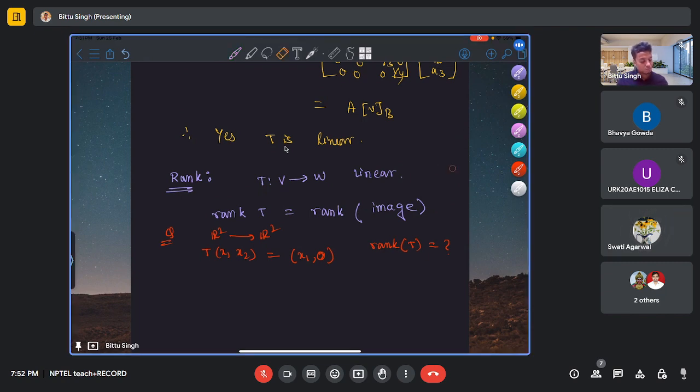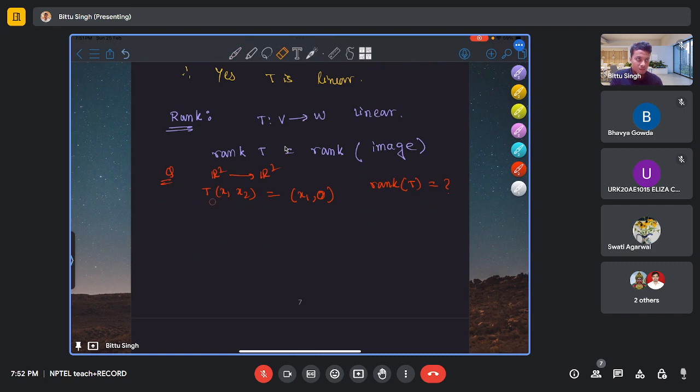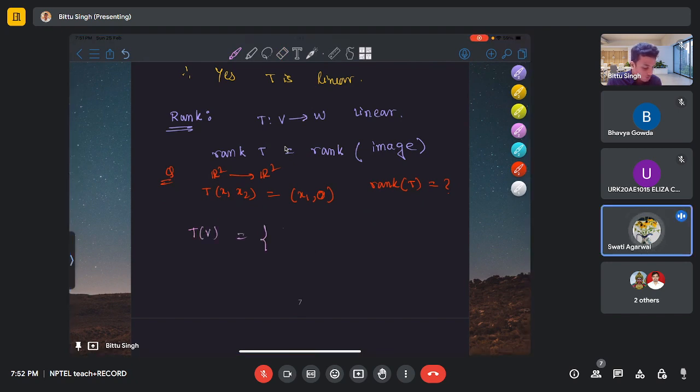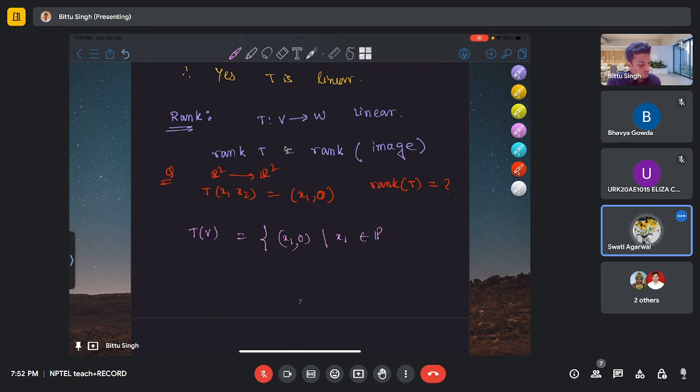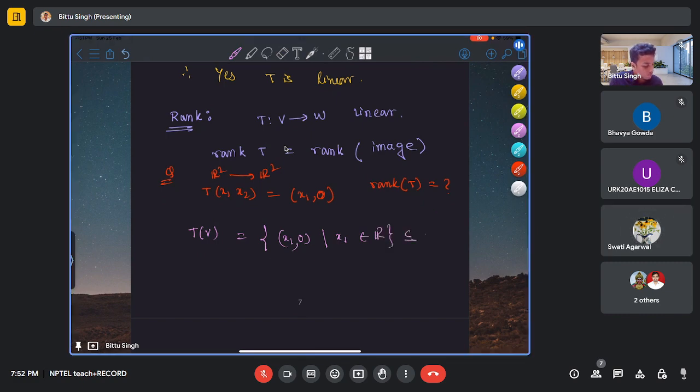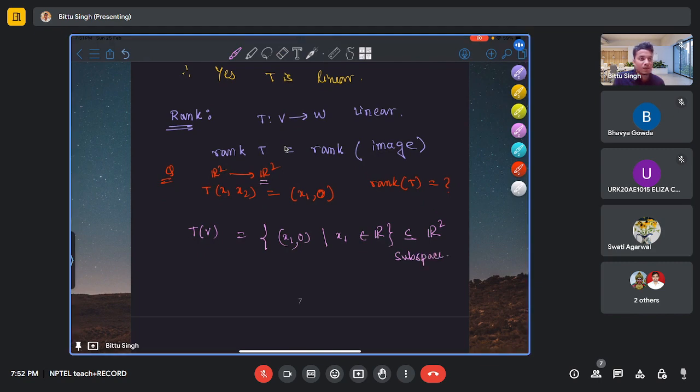Okay. So for this linear transformation, what is TV? TV is equal to x1 comma 0 for all x. This is a subspace of this R2. Not only a subset, this is actually a subspace because this is closed under addition and closed under scalar multiplication.